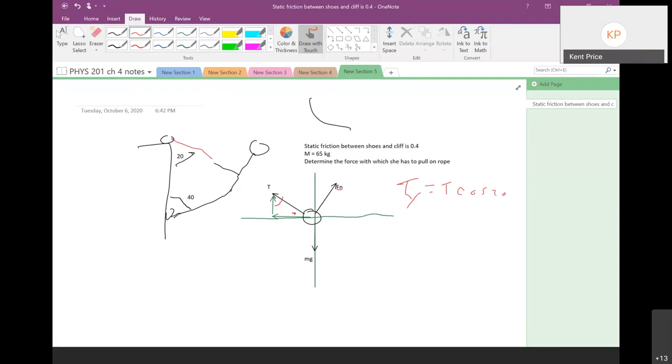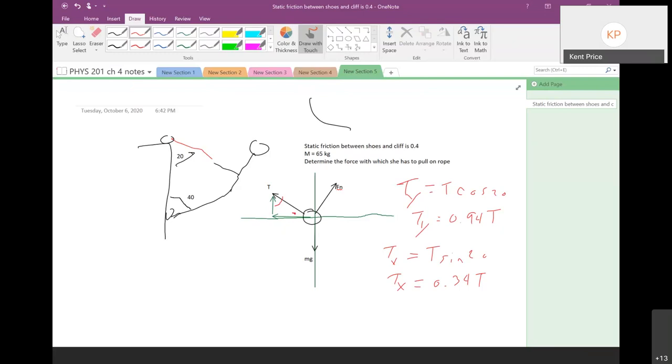So cosine of 20 is 0.94. Okay, so Ty is equal to 0.94 times the total tension. The x component is going to be T times sine of 20. Okay, we've done T into x and y components. Now let's do the normal force.